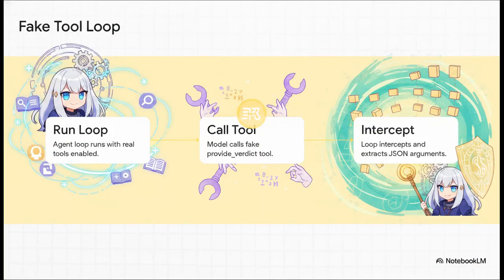Let's see how this builds out visually, step by step. Step 1, the agent loop runs with real tools like web search enabled. The LLM goes out, reads the company website, and gathers data. Step 2, when it's finally ready to give you its analysis, it calls our fake tool, provide_verdict, passing its final assessment as the tool's arguments. Step 3, here is the magic. The agent loop intercepts that call. It never actually executes a tool. Instead, it just extracts the arguments as perfectly formatted JSON and ends the loop. It literally tricks the LLM into formatting perfectly, allowing real research tools to run right alongside strict data output.